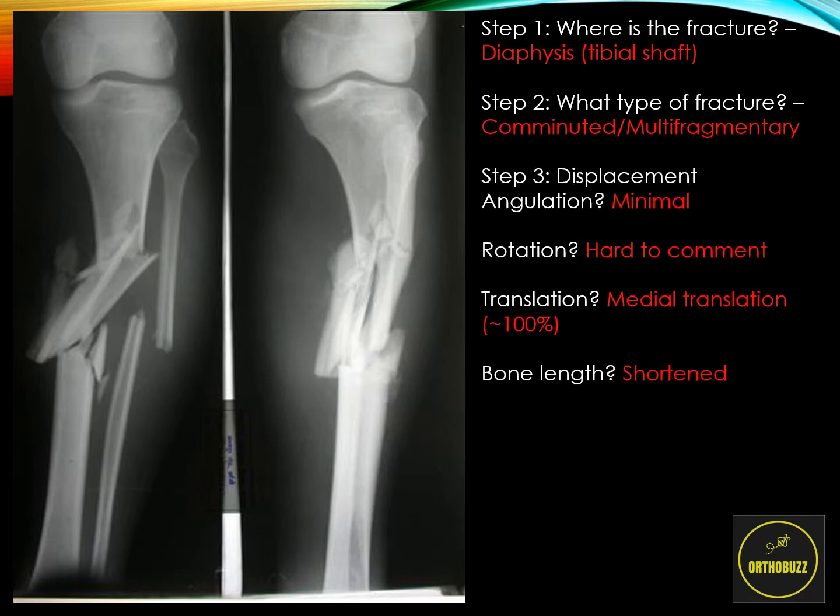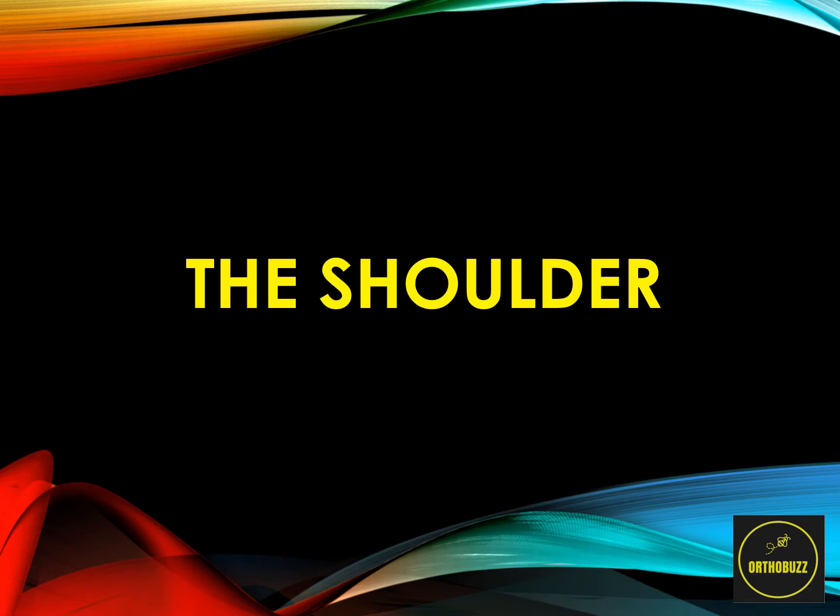So that's a rough idea as to how to interpret these musculoskeletal X-rays. Let's have a look at some examples at specific joints in the upper limb. Let's start with the shoulder.